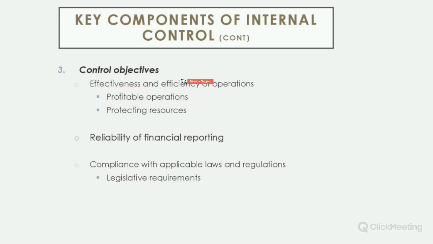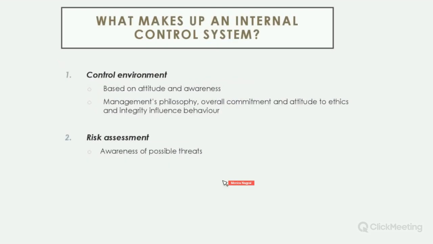Control objectives will be about the effectiveness of the operations, which is profitable operations, and protecting the resources of the business. Reliability of financial reporting will also be a control objective. It is about compliance with applicable laws and regulations and legislative requirements. Then the internal control system is made up of these internal control objectives that I showed you before. So here they are explained.